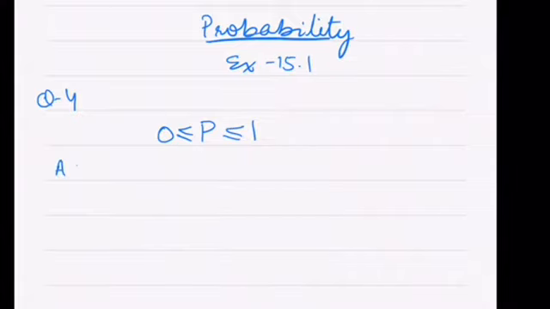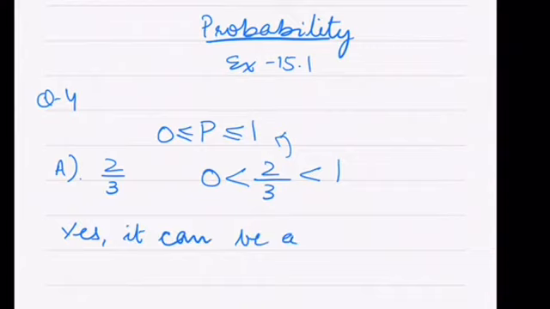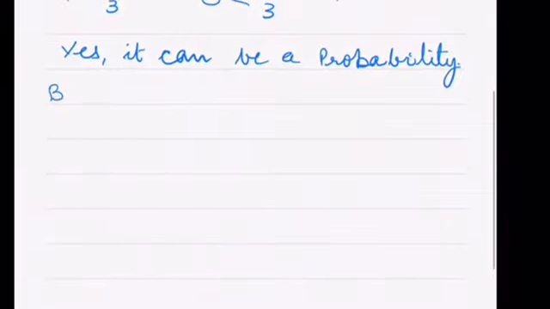Okay, so now let's move to first part. So first part is 2 by 3. Here I can say my numerator is less than denominator, so this number is less than 1 definitely. So 2 by 3 is less than 1, right, and it is greater than 0, so it satisfies my condition. So I can say that yes, it can be a probability.